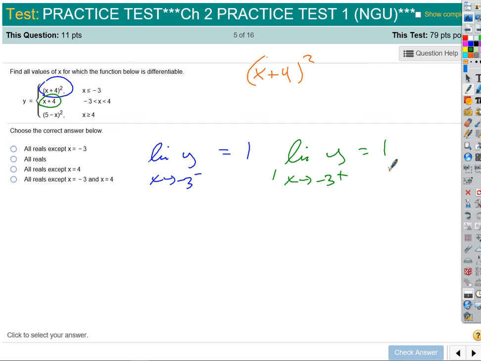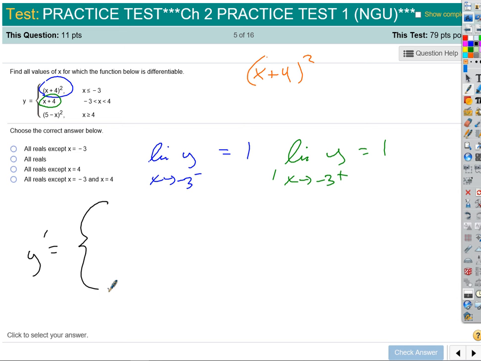Okay, so there is no break in the function there, right? They connect smoothly. But now we just have to know, are the derivatives the same? So let's take a look at the derivative function. Here's the original function. Let's calculate the derivative function.